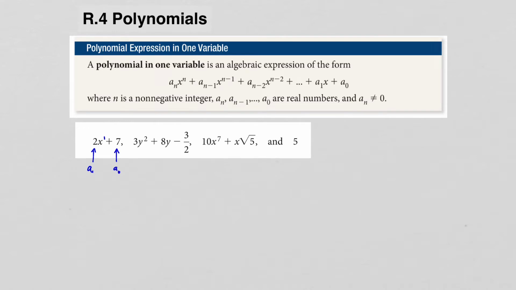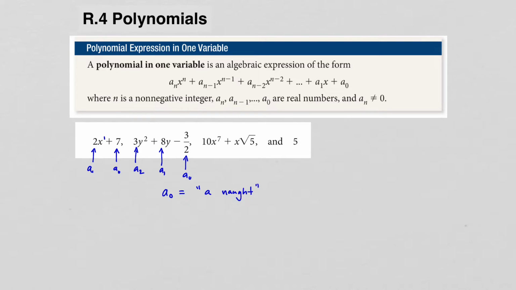In the next one, we have 3y squared plus 8y minus 3 over 2. This polynomial is in the variable y. This coefficient here in front of y squared would be a2. The coefficient in front of y would be a1. And the constant term, the number that is not attached to any variable, is a0. And by the way, a0 is usually pronounced as a naught.